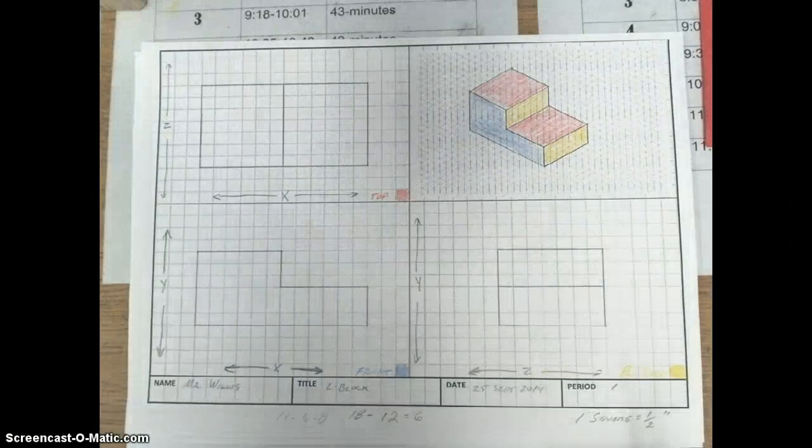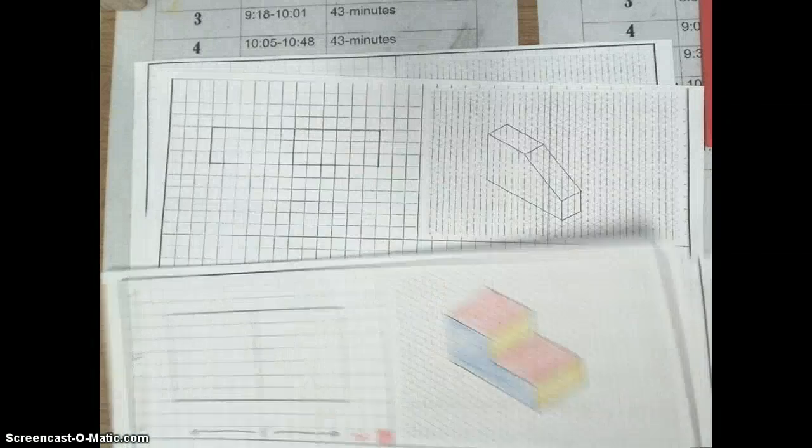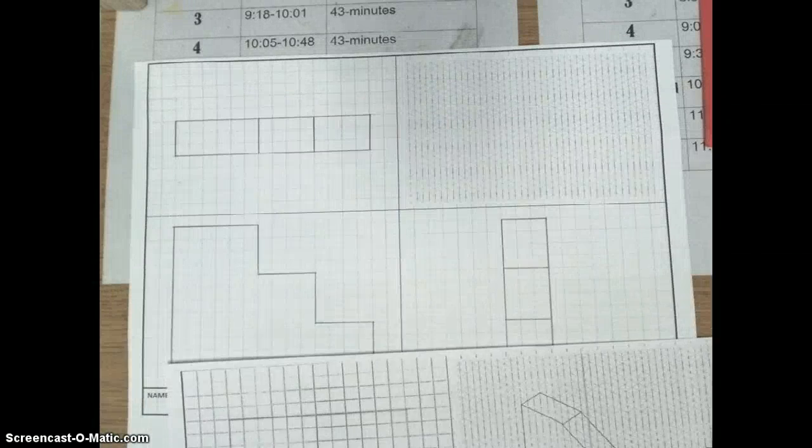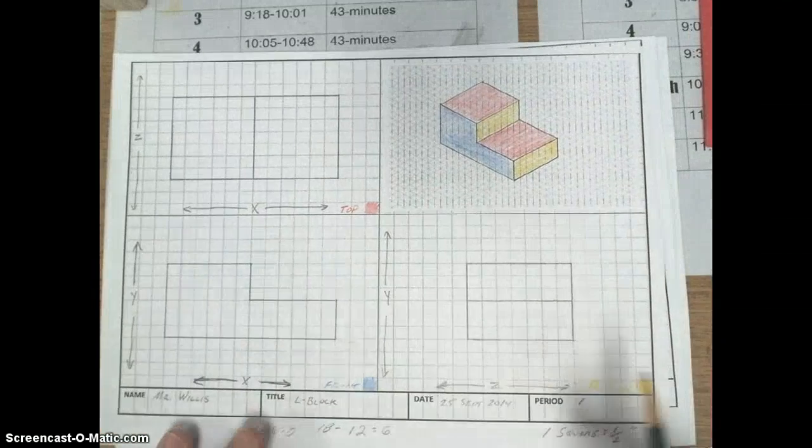Alright, so here we go. Today we're going to look at dimensioning the first two blocks, and then you guys will be able to go and dimension the last two on your own. We've got our L block, U block, slant block, and step block. And as we go through them, please double check that you drew them correctly.